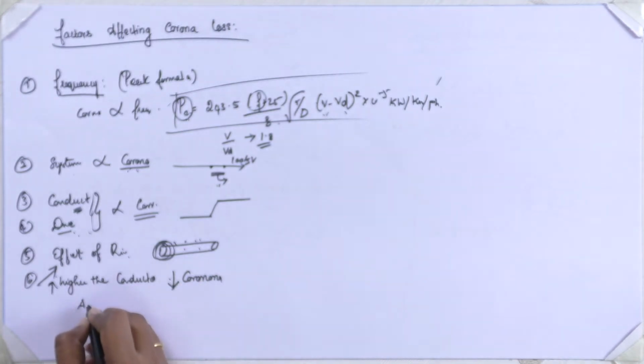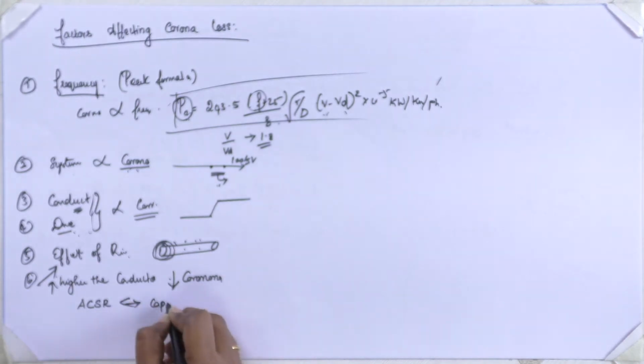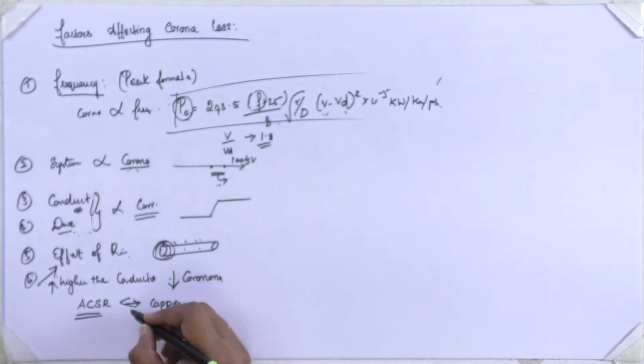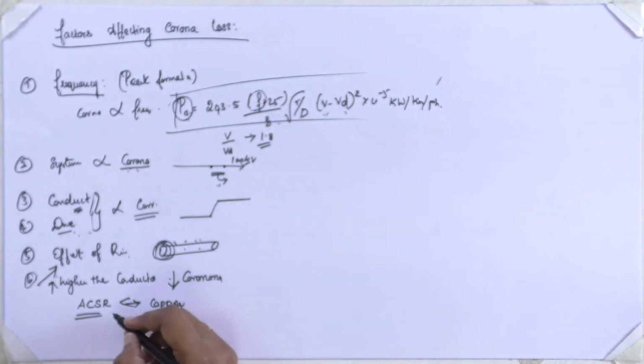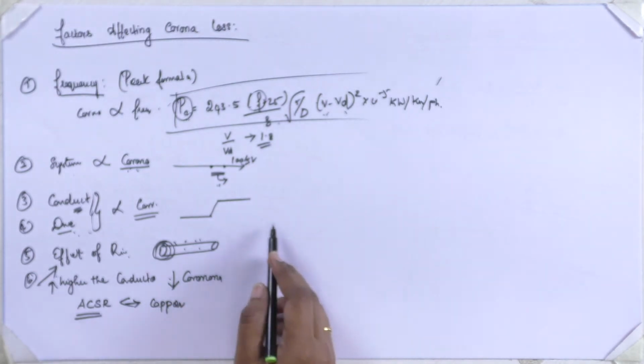When we compare to a normal copper conductor, an ACSR conductor will have reduced corona losses. So this type of conductor is preferred to reduce the corona losses. So these are the factors that are affecting the corona losses.